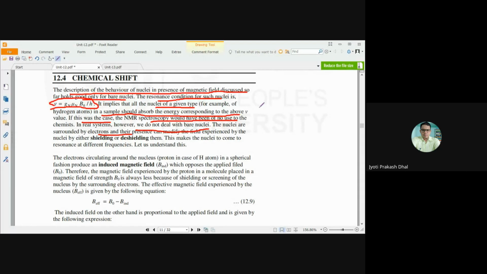All those things we have discussed are for bare nuclei, which means we have neglected the presence of electrons around the nucleus. But in actual cases, the nuclei are surrounded by electrons, and their presence can modify the field experienced by the nuclei either by shielding or de-shielding. So this makes the nuclei come to resonance at a different frequency.